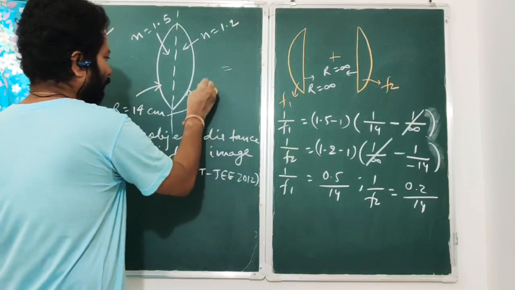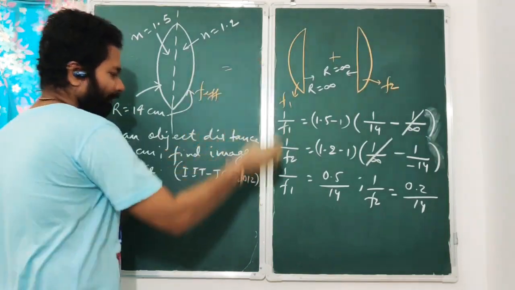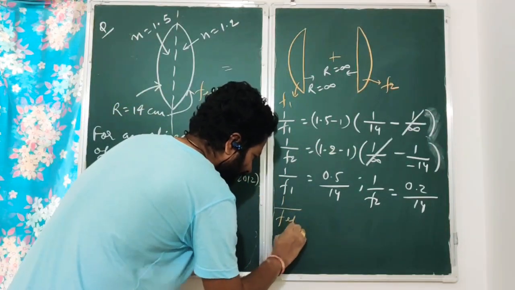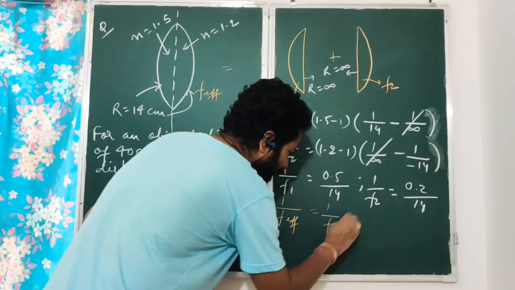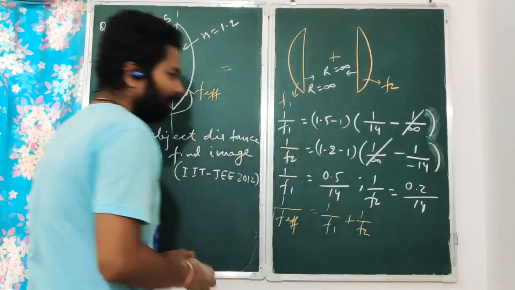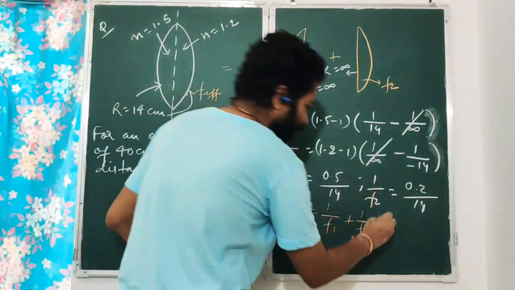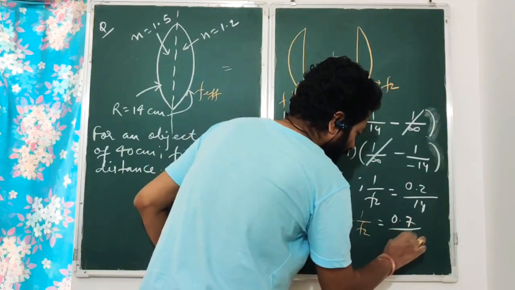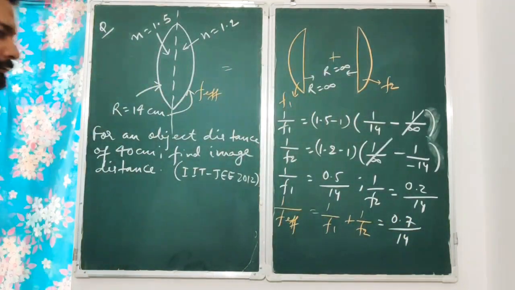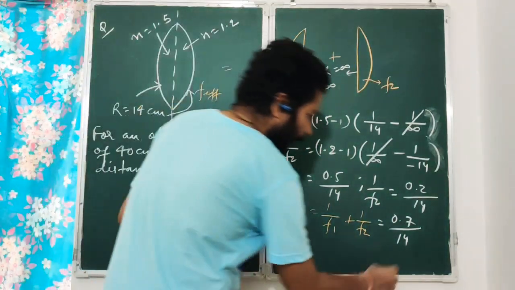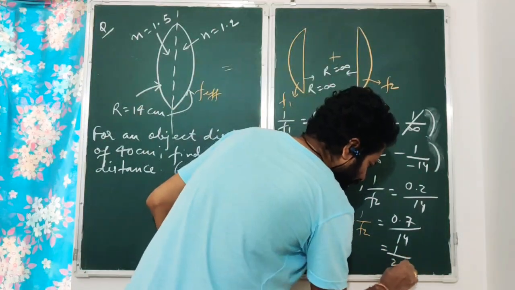Let us say the effective focal length is f effective. So we can write 1 by f effective is equal to 1 by f1 plus 1 by f2. So it will be the sum of these two. It will be 0.7 by 14. So how much is this? 1 by 20.